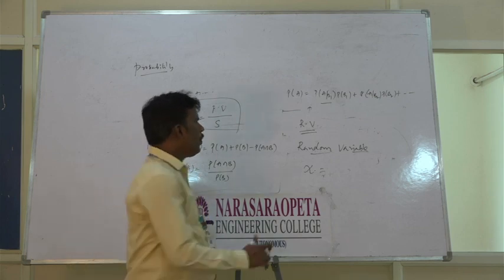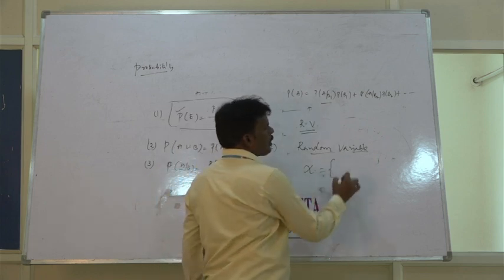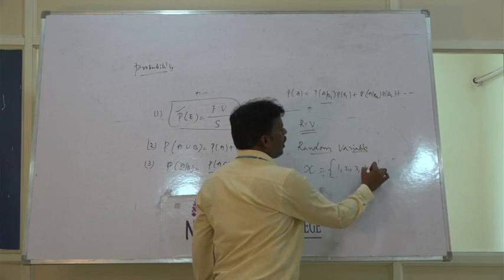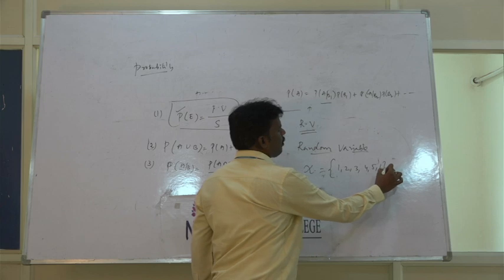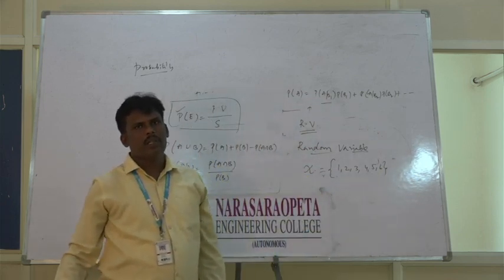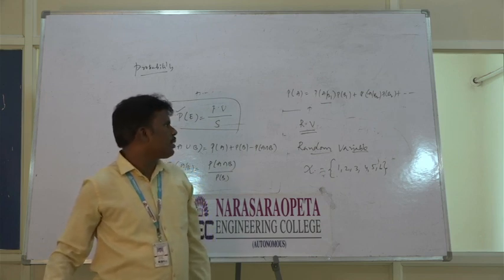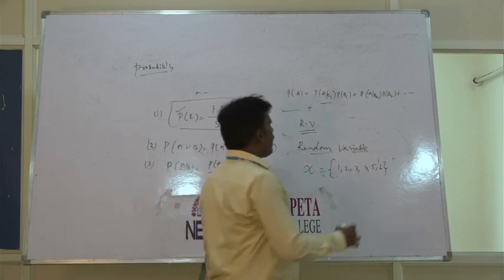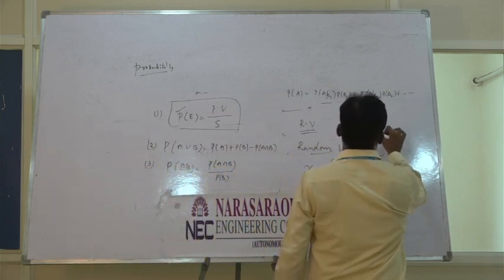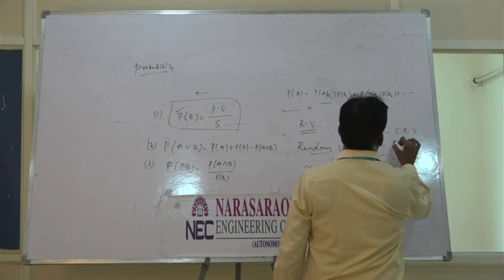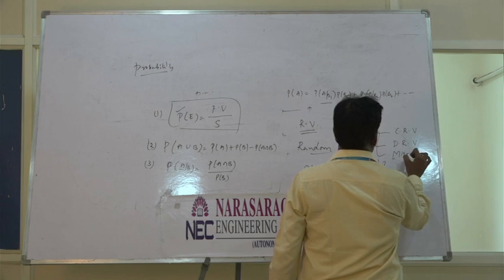Example: rolling a die is an experiment. The random variables are 1, 2, 3, 4, 5, 6. All these elements are real values, hence they are called random variables. In random variables, we categorize three types: discrete random variables, continuous random variables, and mixed random variables.